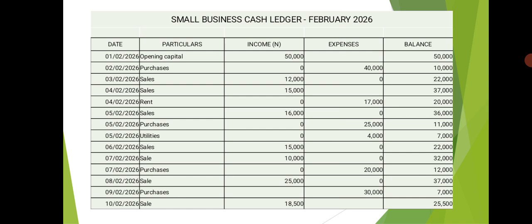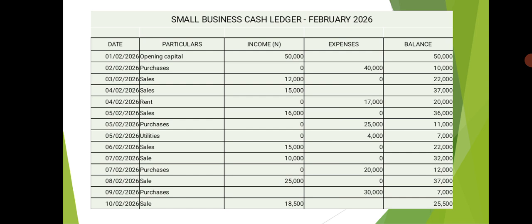On the same day, she paid rent of the space occupied, worth 17,000 naira. Since rent is an expense, it is recorded under the expenses column and deducted from the previous balance, making a balance of 20,000 naira. On 5th, it also made another sale of 16,000 naira. This will be recorded under income since it is income, and it will be added to the previous balance. This is making 36,000 naira only.